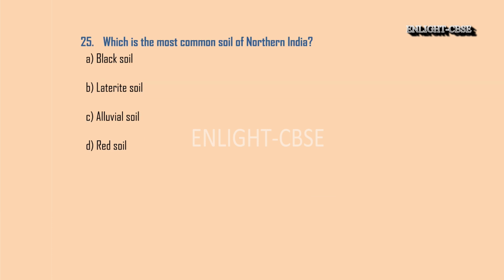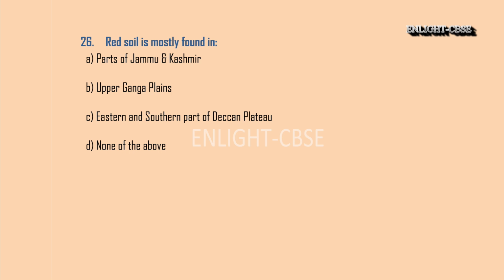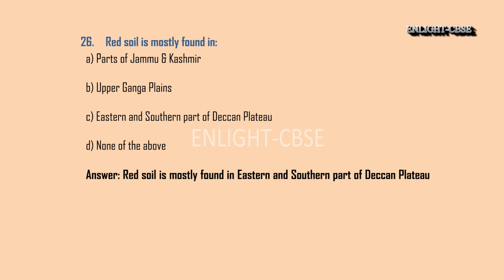Question 25. Which is the most common soil of northern India? A. Black soil. B. Laterite soil. C. Alluvial soil. D. Red soil. Answer, alluvial soil. Question 26. Red soil is mostly found in A. Parts of Jammu and Kashmir. B. Upper Ganga Plains. C. Eastern and southern part of Deccan Plateau. D. None of the above. Answer, red soil is mostly found in eastern and southern part of Deccan Plateau.